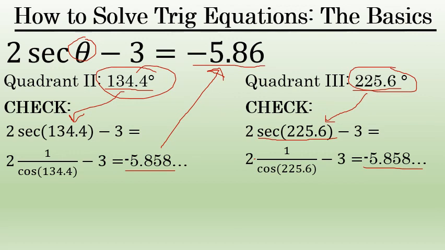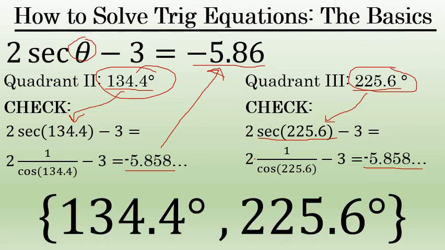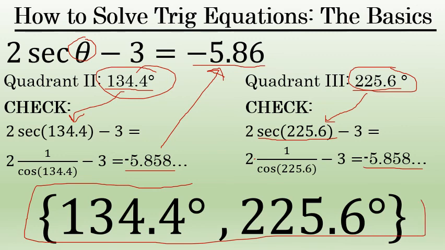That's the other solution. Now that I've checked my answers, I'm confident to say that the two solutions between 0 degrees and 360 degrees of 2 secant theta minus 3 equals negative 5.86 are 134.4 degrees and 225.6 degrees.